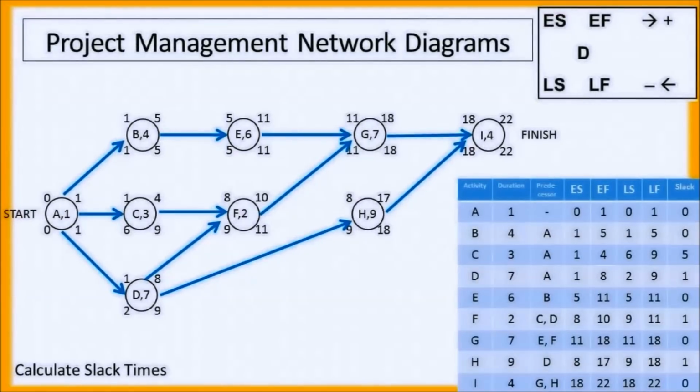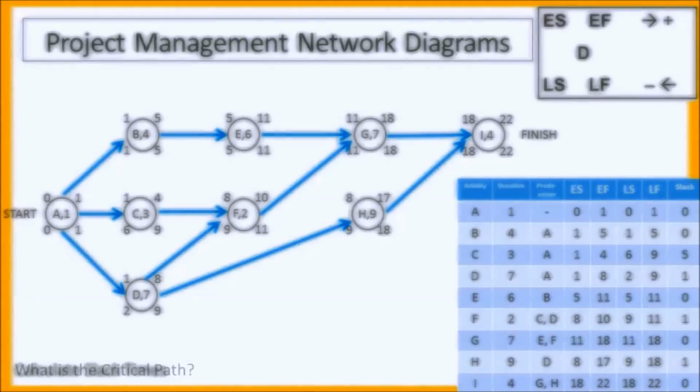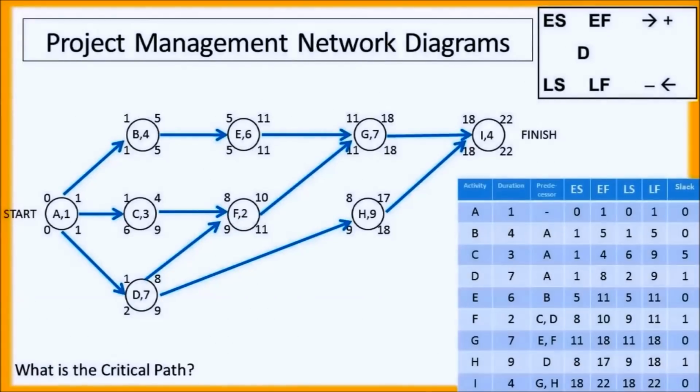Finally, for task I, 22 minus 22 equals 0. 18 minus 18 is 0. So task I has a slack of 0. Next, by looking at the diagram or by looking at the slack, you tell me what is the critical path. So pause the video and see if you can determine the critical path.